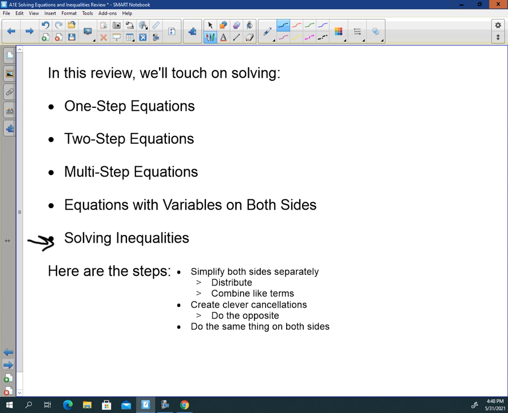But basically, you look at each side of that equation separately. You either distribute or combine like terms or both. And when you get done with that, you're going to do the opposite to create clever cancellations and make sure you do the same thing to both sides. And you do those things over and over and over again until you've got that letter by itself. That's pretty much all equation solving is, those steps right there.